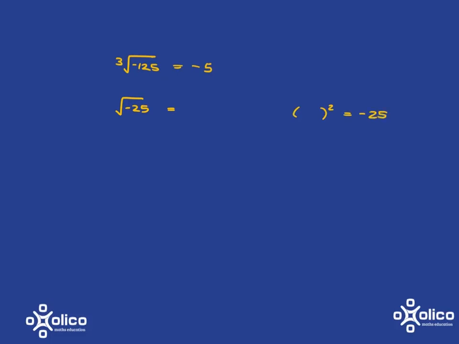And I'm going to be stuck trying to get that answer, because a negative times a negative gives me a positive. So negative 5 times negative 5 will give me positive 25. And a positive times a positive also gives me a positive. So 5 times 5 will give me positive 25. So there's no option here. There's no solution to this. In the real number system, the square root of negative 25 does not exist.